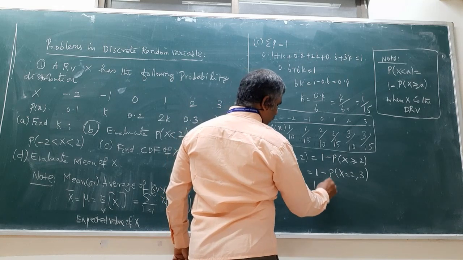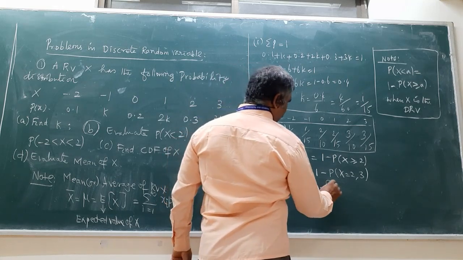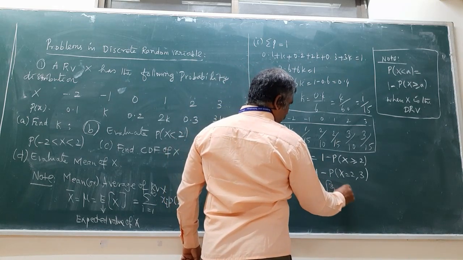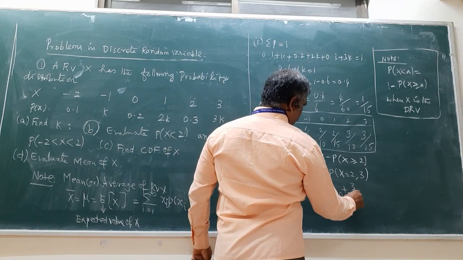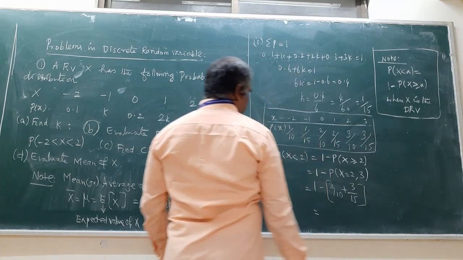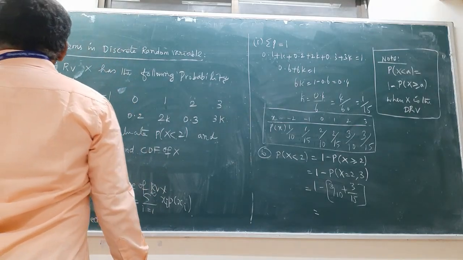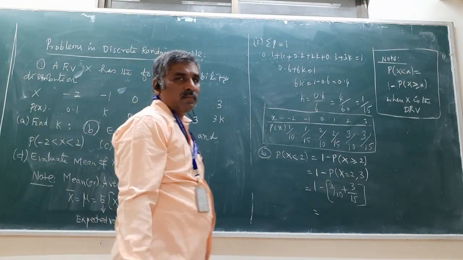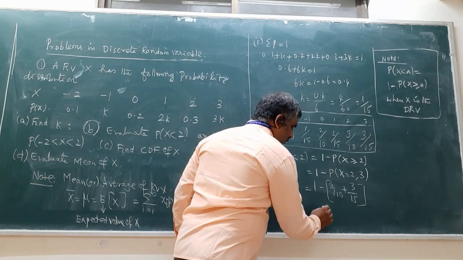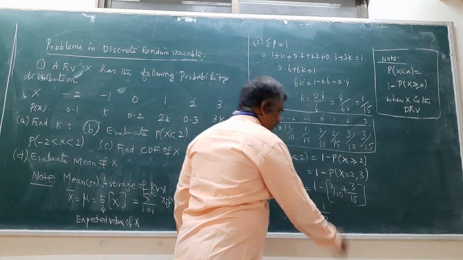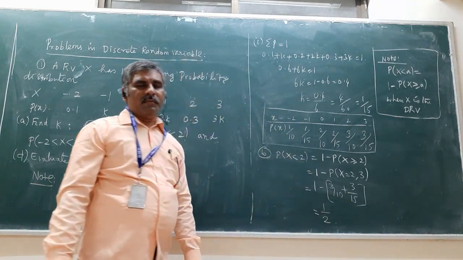That is equal to 1 minus 3 by 10 plus 3 by 15. We will get 1 by 2. This value is 1 by 2.